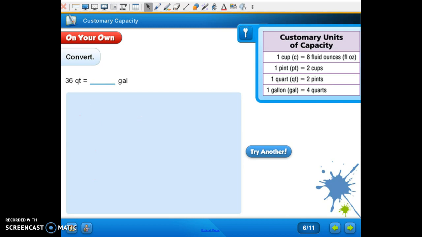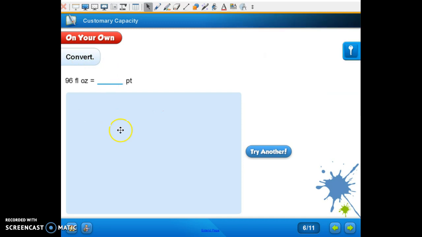Okay, this is number 6 on page 411. 36 quarts converted to gallons. So again, we're going from a smaller measurement to a larger measurement. So we have 36 divided by how many quarts in a gallon? 4. 36 divided by 4 equals 9. So 36 quarts is equal to 9 gallons.